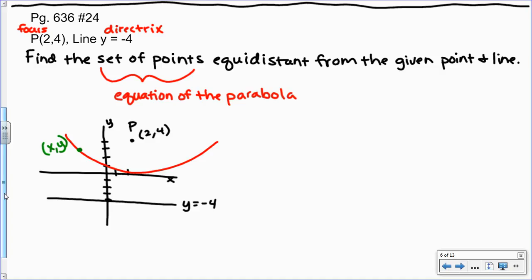Okay, so what I need to do is I want to show that this distance and this distance are equal. Now, obviously, my sketch is not that great. Those don't look equal, but they should be.